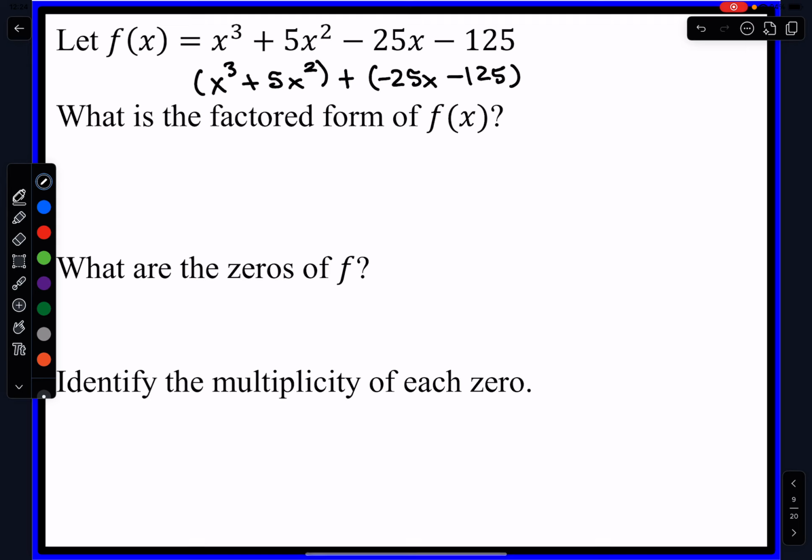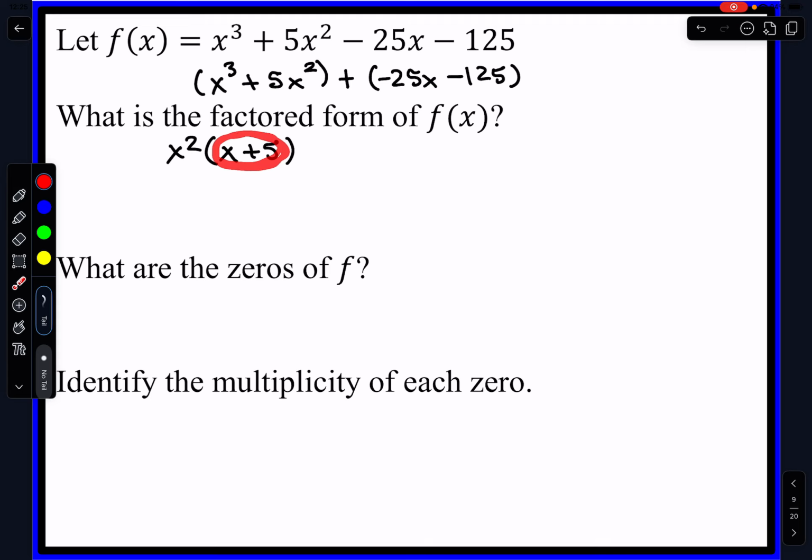The way that we factor this by grouping is that we look for the greatest common factor among the two groups. In the first group, I see that they both have x's, and they have at least an x to the second power, so I'm going to factor out x to the second power. That's going to leave us with x plus 5 in the parentheses when I take out the x to the second power.